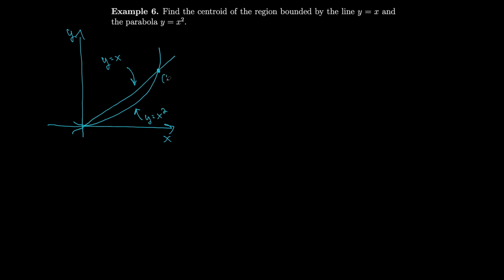Remember, they intersect at 1, 1. You could just solve them, set them equal to each other, and at 0, 0. So we want to find the centroid of this region. We need to find the area first. So let's set f of x equal to our top function, so that's just x. G of x will be our bottom function, so that's x squared. And then we're integrating from a equals 0 to b equal 1. So our area is just as normal. It's just the area between the two curves. So we just subtract f minus g, and we get x minus x squared.